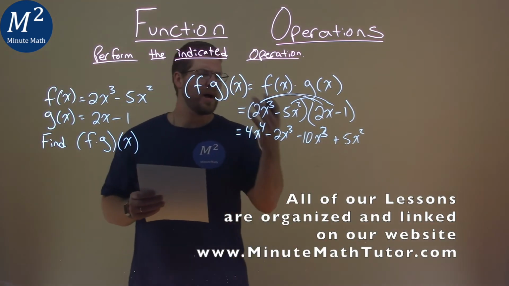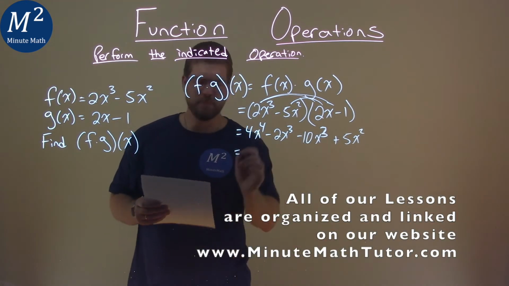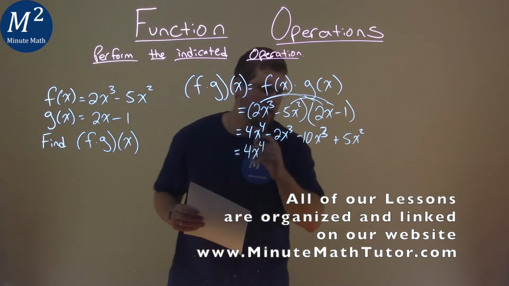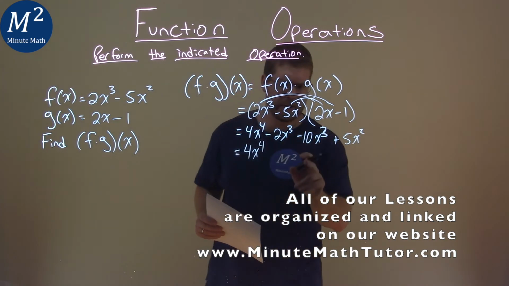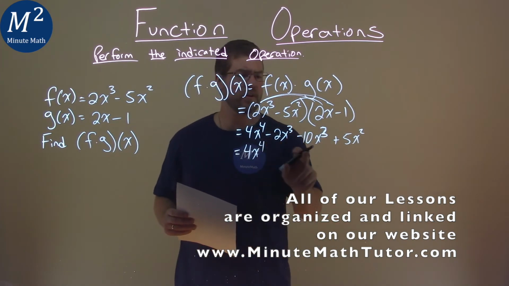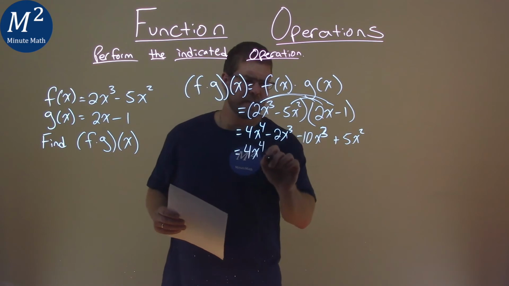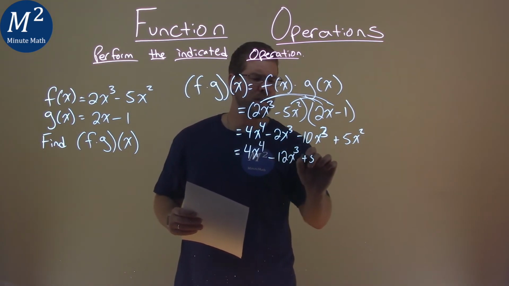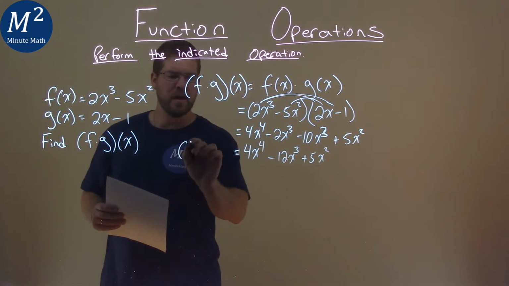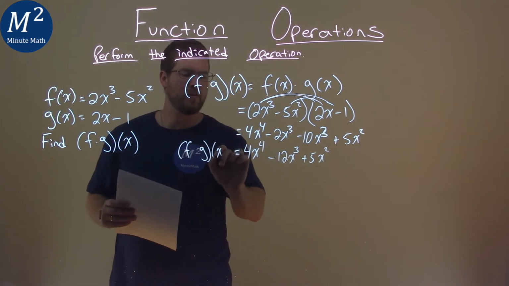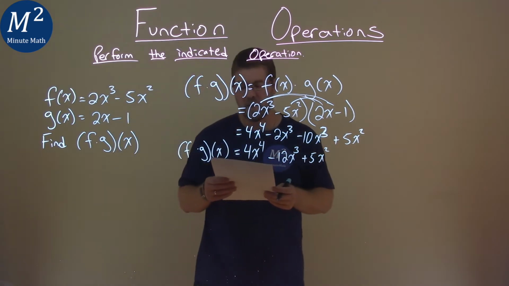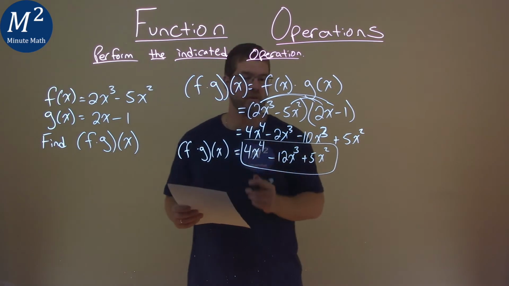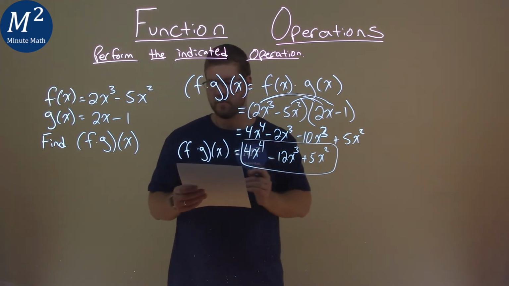Well, let's go combine our like terms here. Nothing else has the fourth power, so we leave that there, 4x to the fourth. Now the third power, I almost forgot it, but we got it here. We have negative 2x to the third and negative 10x to the third. That comes out to be a negative 12x to the third. And then we bring down the 5x squared. And this right here is our final answer, or f times g of x, which is equal to 4x to the fourth power minus 12x to the third plus 5x squared.